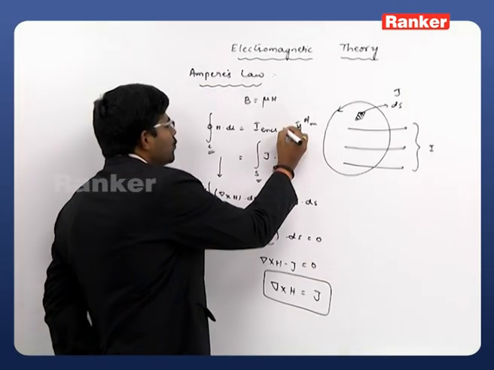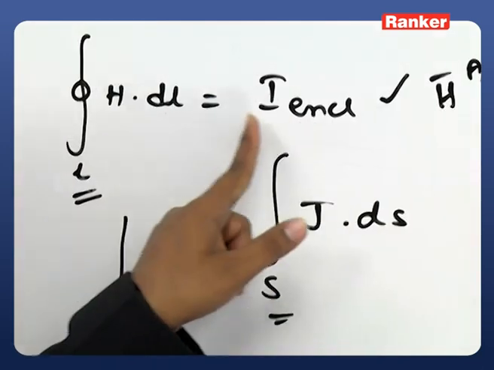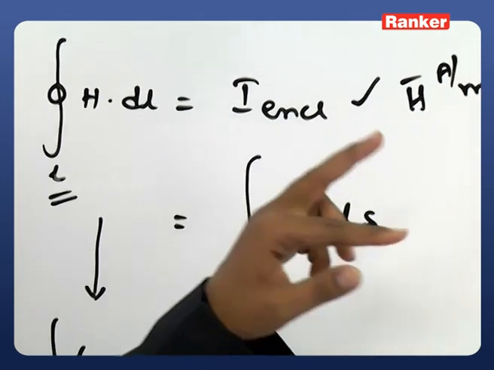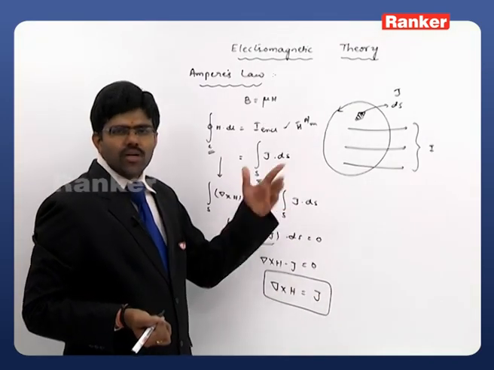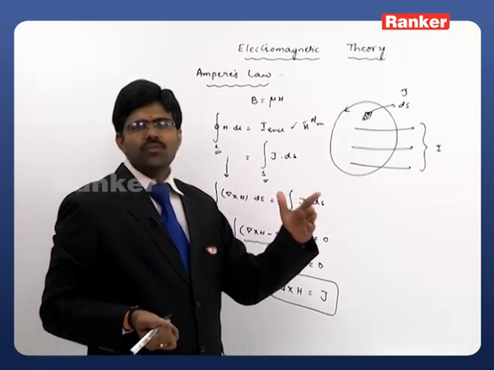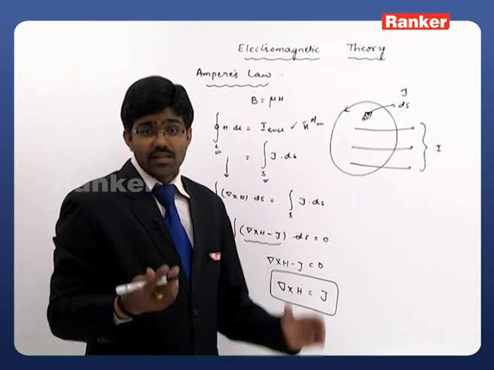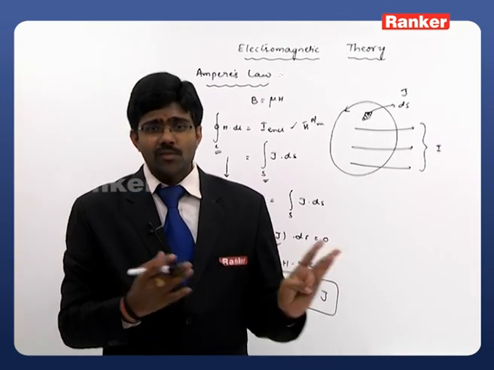The first definition that we have is the integral form: the line integral of H dot dl is equal to I enclosed, which is the integral form of Maxwell's equations for static fields. And del cross H is equal to J is the point form or differential form of Maxwell's equation in magnetostatics. Till now we have derived 4 equations. The interpretation will be taken later.